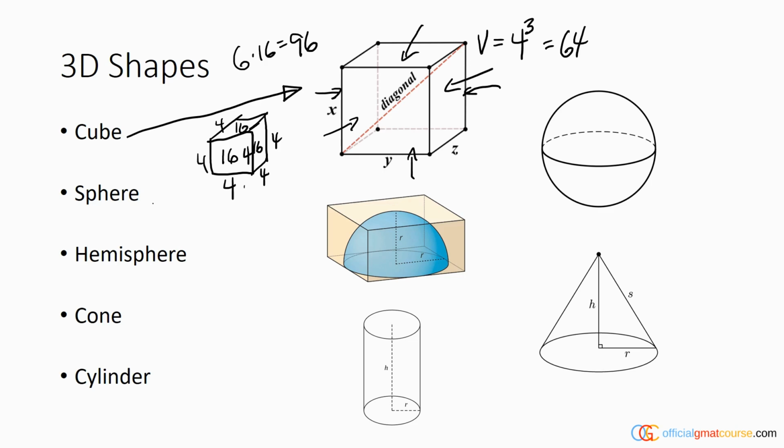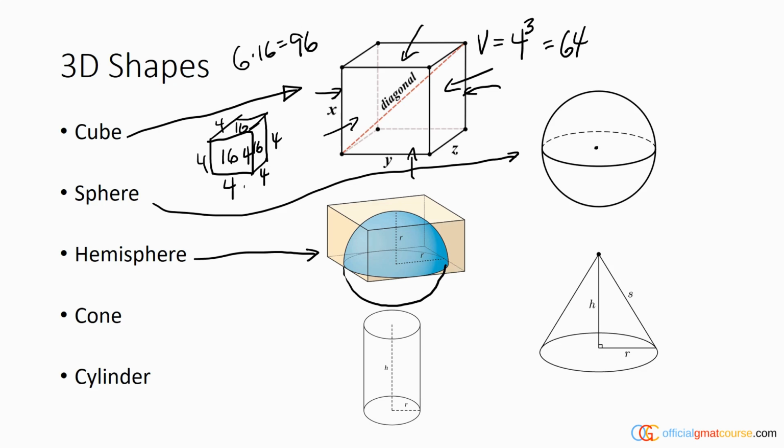Now, a sphere and a hemisphere are related to each other. A hemisphere is just half of a sphere. It's a sphere where this bottom half was cut off. And if they ask you about a sphere's volume or anything like that, they're going to give you a formula for it, so I'm not going to cite that here.